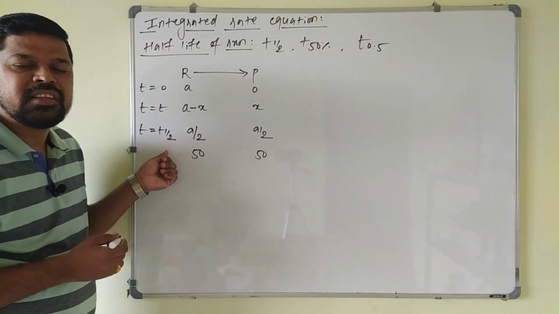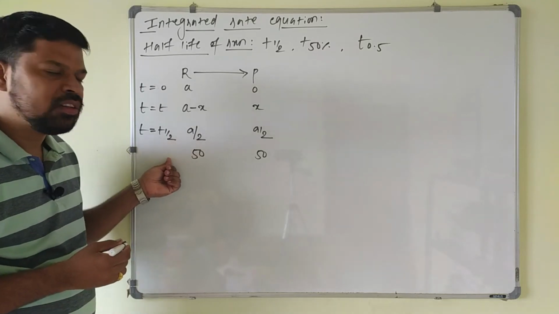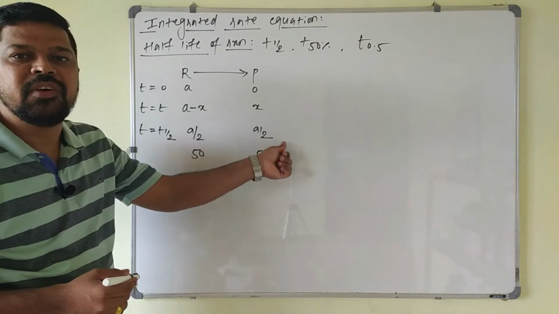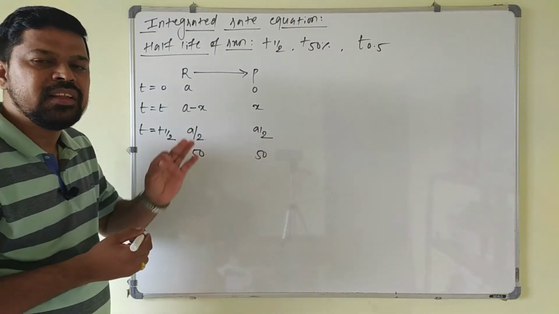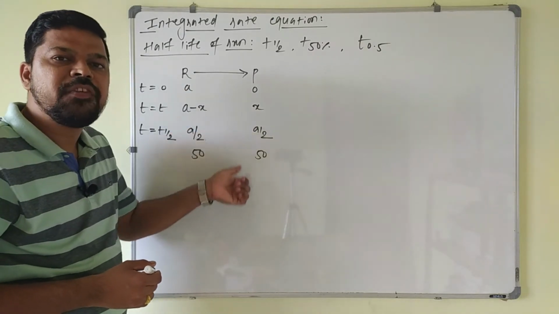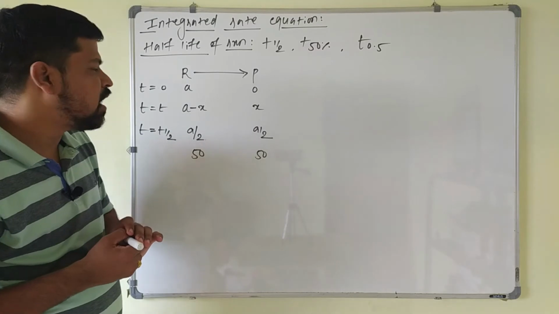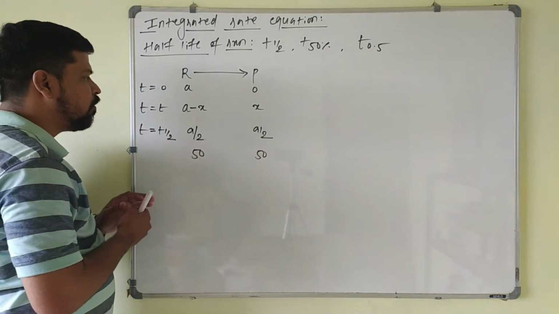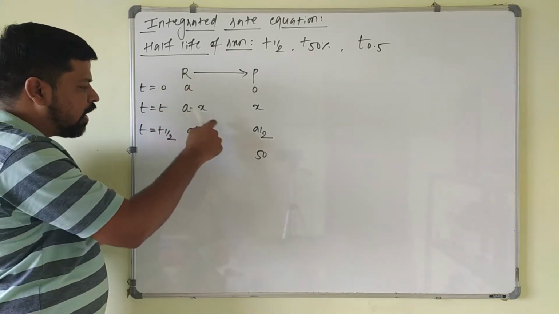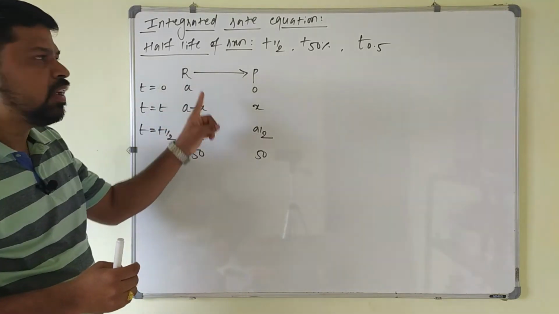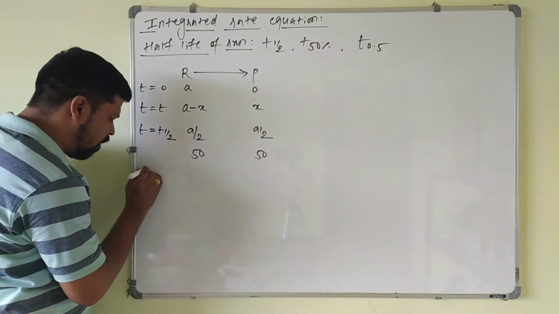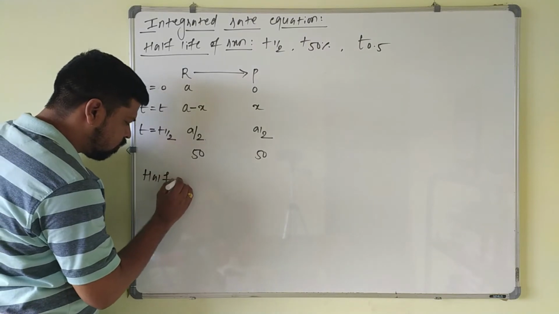So what is the half-life of the reaction? This is T half. It is the time required to convert the concentration of the reactant to exactly half of its initial value. That is called the half-life of the reaction. Suppose you have taken the initial concentration as A, the time required to convert this into A by 2, exactly half of its initial value, is called the half-life of the reaction. So first we'll go for the half-life of zero order reaction.